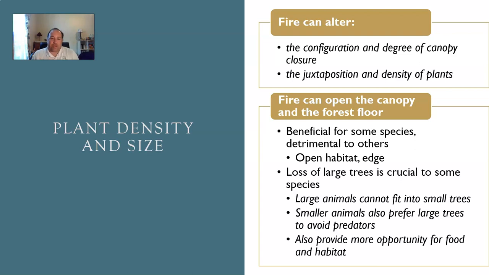One thing that can be huge in terms of plant density and size is losing large trees, because it can be really crucial to some species. Some of the bigger ideas in terms of why losing large trees is so important is that large animals can't fit into small trees. If you've got some of the bigger birds like owls, and you burn up all the big trees and all you've got left are little saplings and seedlings, a bird that's this big is not going to fit in there.